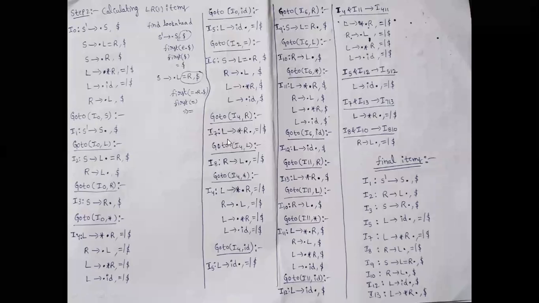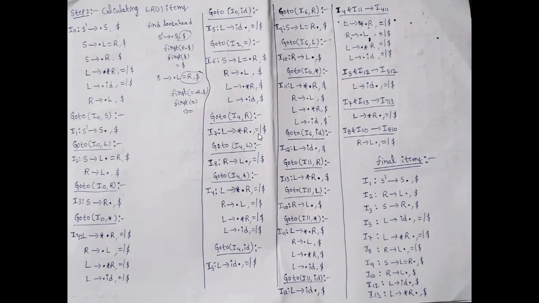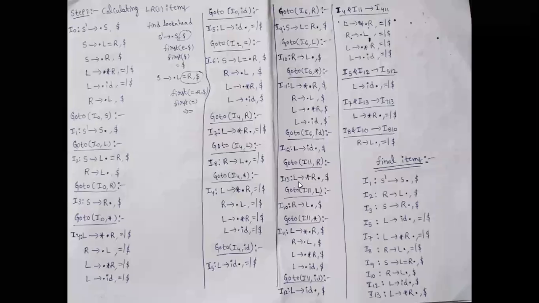I7 is existing. But here, look at the symbols equal to our dollar. Here is the dollar. Then it is a different production. Then we are naming I12 as completed. Then we are adding I13. Then go to of I11 comma capital L.